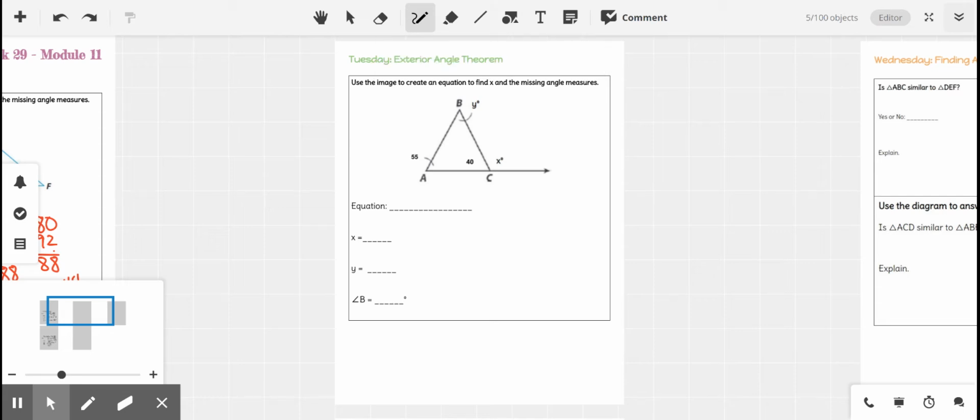So what we're going to do is we know that down here, this will equal 180 degrees. This is a supplementary angle. So in order to find x, we are going to add x plus 40, and this equals 180 degrees. Now, let's solve for x.